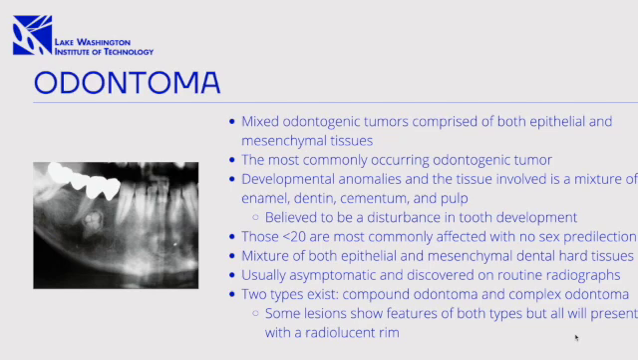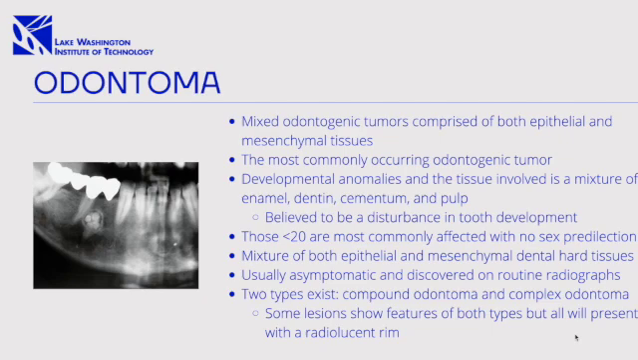Odontomas are mixed odontogenic tumors comprised of both epithelial and mesenchymal tissues. They are the most commonly occurring odontogenic tumor. Odontomas are developmental anomalies, and the tissue involved is a mixture of enamel, dentin, cementum, and pulp. They are believed to be a disturbance in the tooth development and may be found with odontogenic cysts and other tumors. There is also a hereditary component.